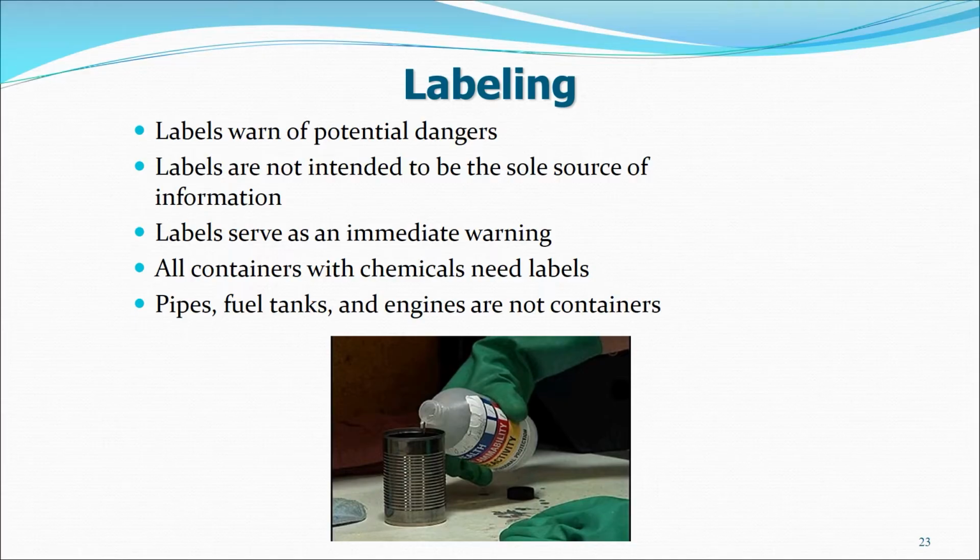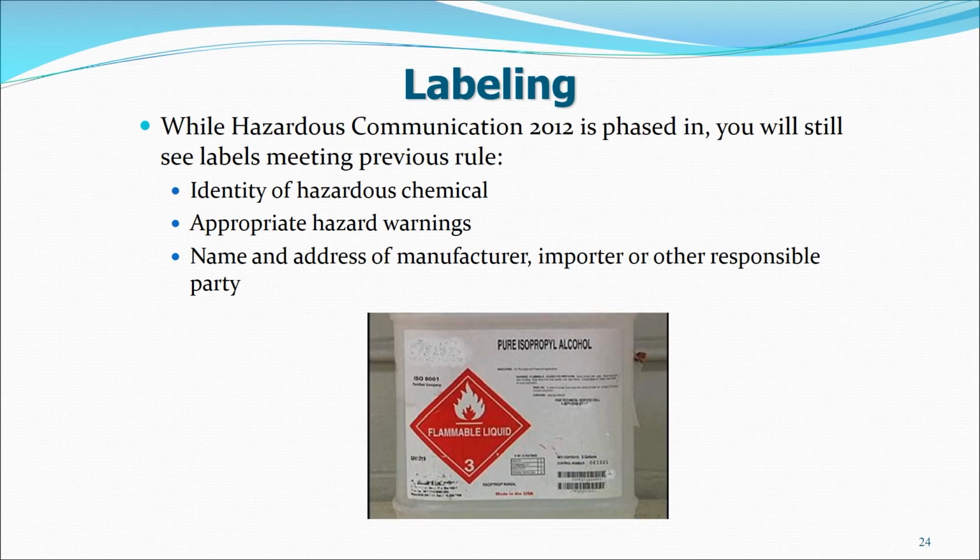Labels are required on containers of hazardous chemicals. Container means any bag, barrel, bottle, box, can, compressed gas cylinder, drum, reaction vessel, storage tank, or the like that contains a hazardous chemical. However, pipes or piping systems in engines, fuel tanks, or other operating systems in a vehicle are not considered to be containers.